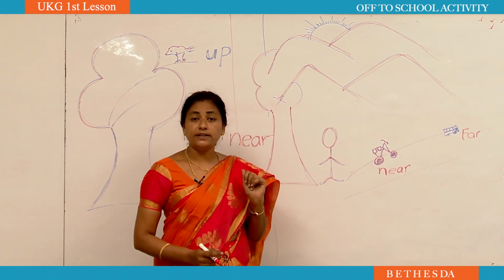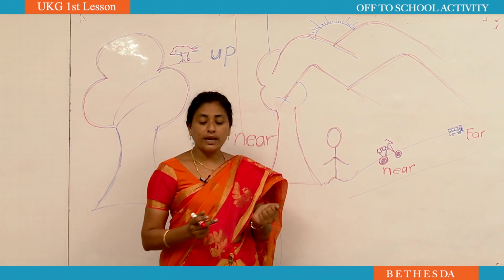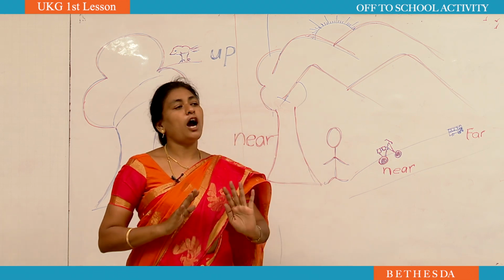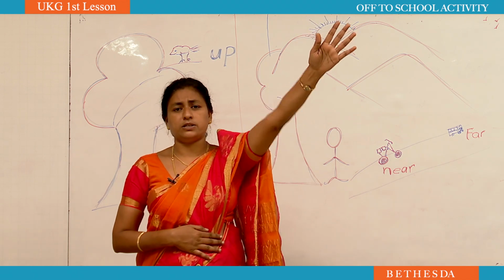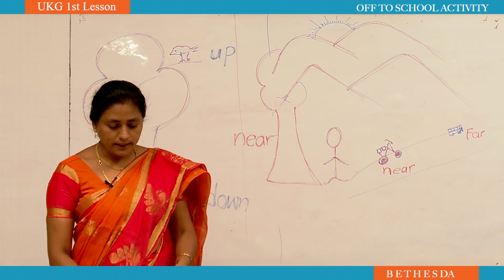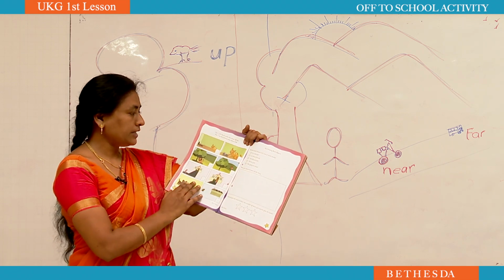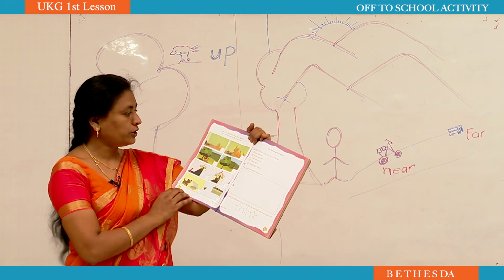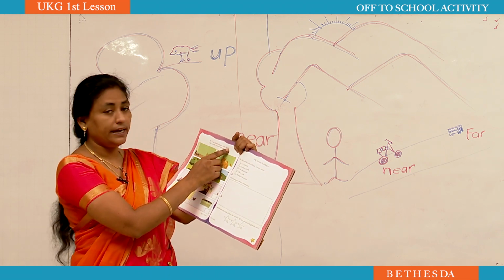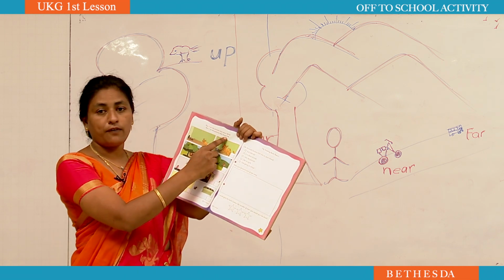Okay, you have to identify which pictures are near and which pictures are far. Once again I am saying, near means close to you. Far means it's far distance. Okay, Nana, what did they tell you to do in your English textbook? In the Little Thinker English textbook, you can see page number 2. Put a tick on the picture that shows near and put a blue tick on the picture that shows far.